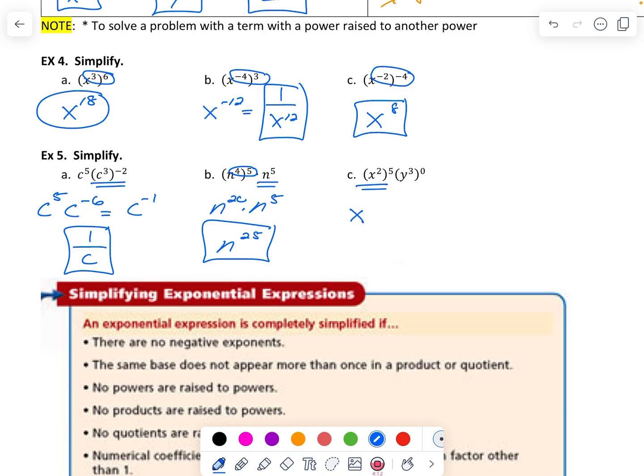Simplifying this, that's x to the 10th. Simplifying that, ooh, that's just 1, isn't it? Anything to the 0 power is 1. So that is our final answer.